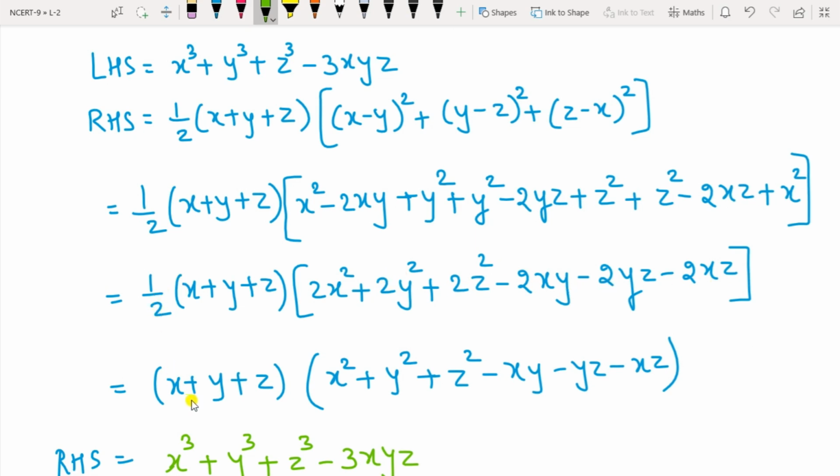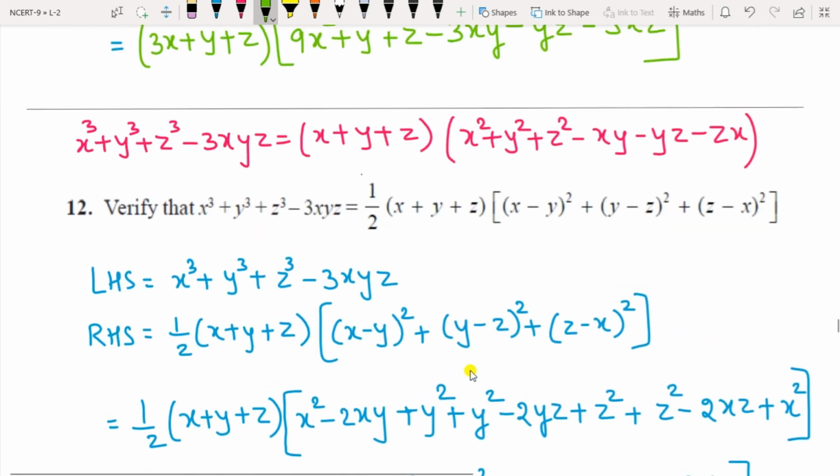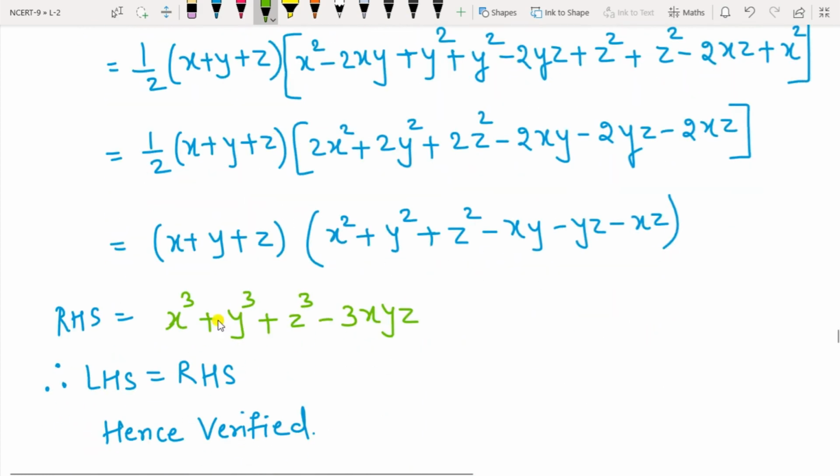So this is the remaining thing, and this is the expansion we have seen in the question here, the expansion of x cube plus y cube plus z cube minus 3xyz. So in place of that whole thing, we can write x cube plus y cube plus z cube minus 3xyz. That is your RHS, and this is also your LHS. So LHS equals RHS, hence verified.